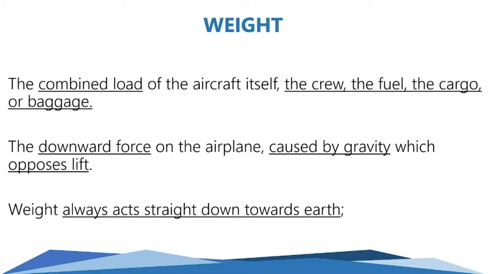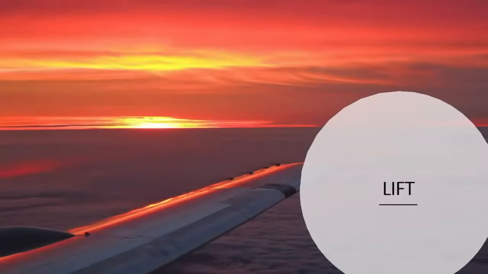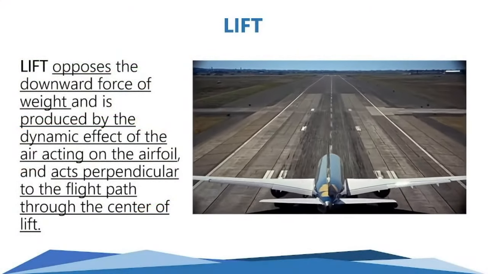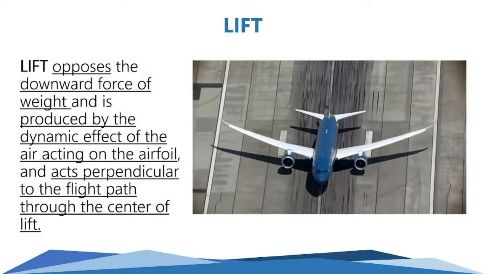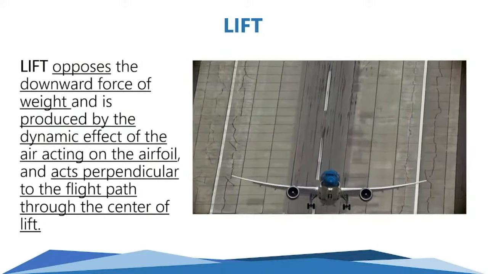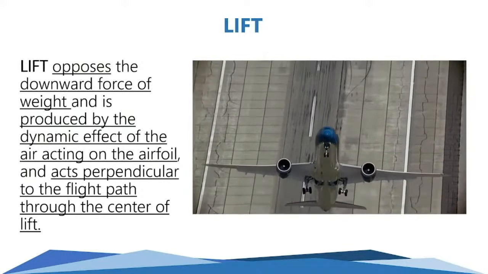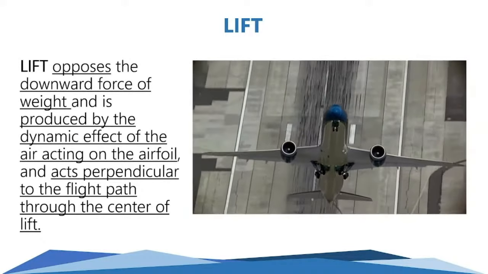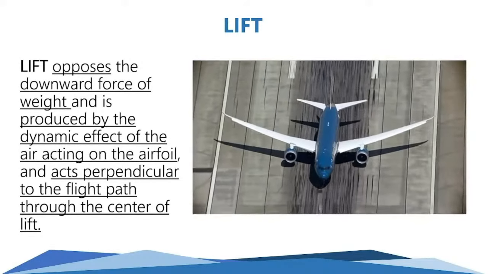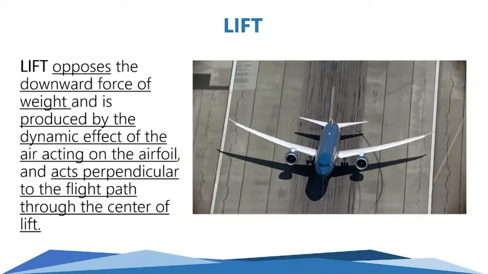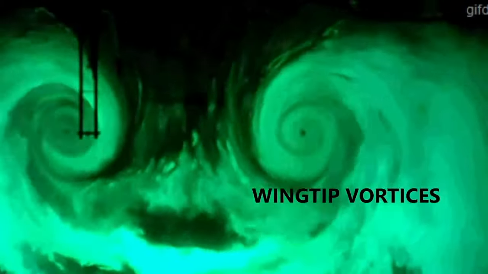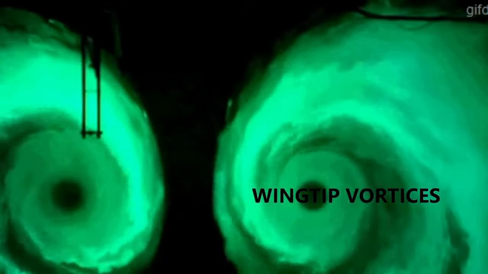Okay. Last one that we've got is lift, which we talked a little bit about before. So we're not going to go into greater detail, but lift is what opposes the downward force of weight and is produced by the dynamic effect of the air acting on the airfoil. It acts perpendicular to the flight path through what is known as the center of lift. Now, every time an aircraft is rolling down the runway, as soon as that wheel gets off the ground, that aircraft is generating lift, which will in turn generate what are known as wingtip vortices.